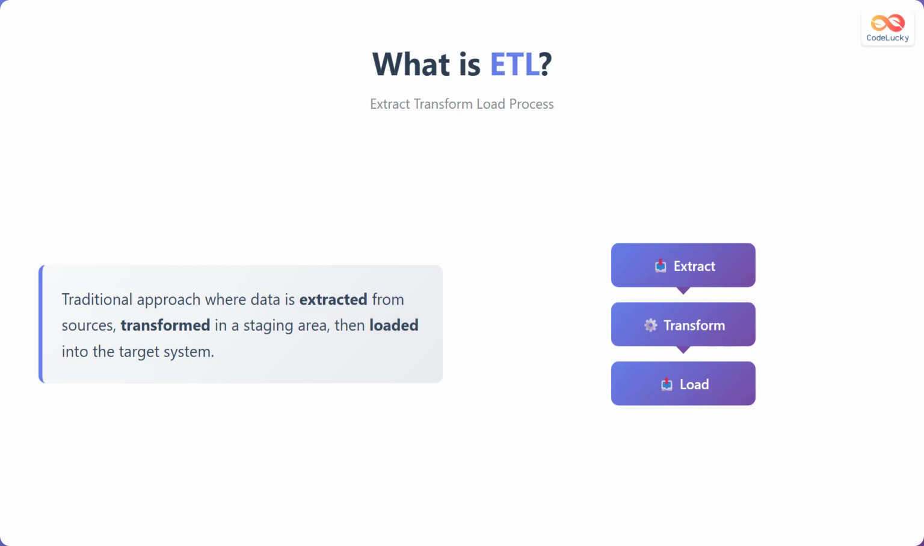First, let's define ETL. ETL is a traditional approach to data integration. Data is first extracted from various sources. Then, it is transformed into a format suitable for analysis in a staging area. Finally, the transformed data is loaded into the target system, such as a data warehouse. The diagram shows the three steps in order: extract, transform, and load.